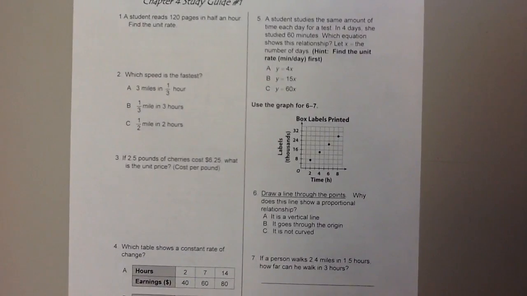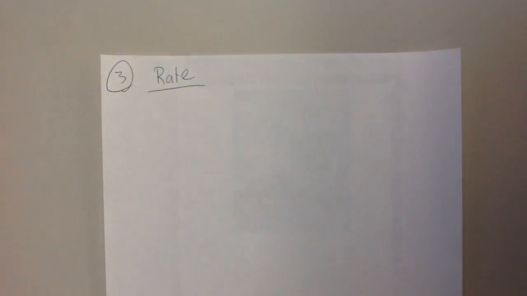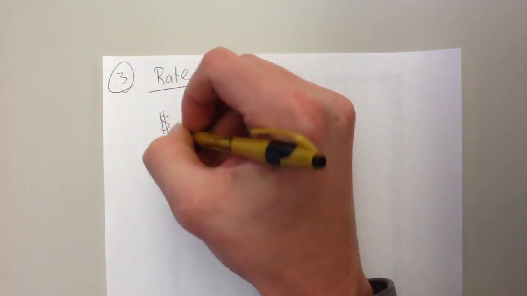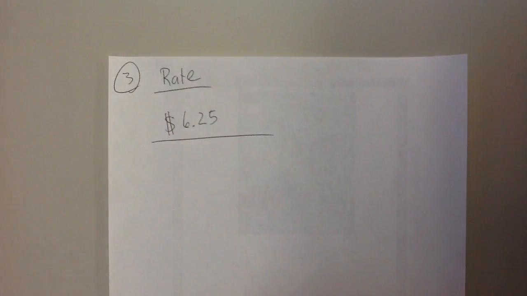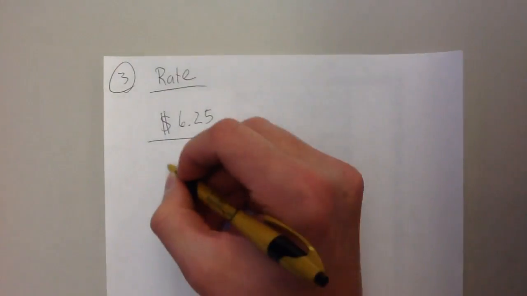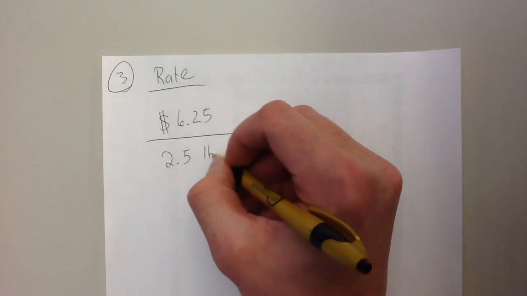Okay, number 3. Number 3 says if 2.5 pounds of cherries cost $6.25, what is the unit price? So I want the cost per pound. Cost per pound. That's what I'm looking for. Okay, so I can set it up like this. I need to write my rate. This is number 3. The rate given to me in the problem is it's $6.25. So I'll put $6.25 up top. And it costs $6.25 for 2.5 pounds.